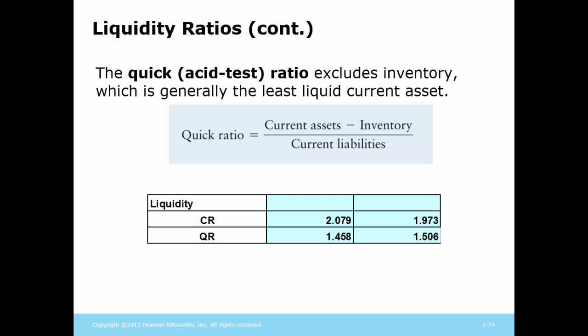When you're making comparisons to the industry, this is actually a far more telling kind of number, because you can get a general picture of how important inventory is in the assets of the company, depending on this spread between current ratio and quick ratio.